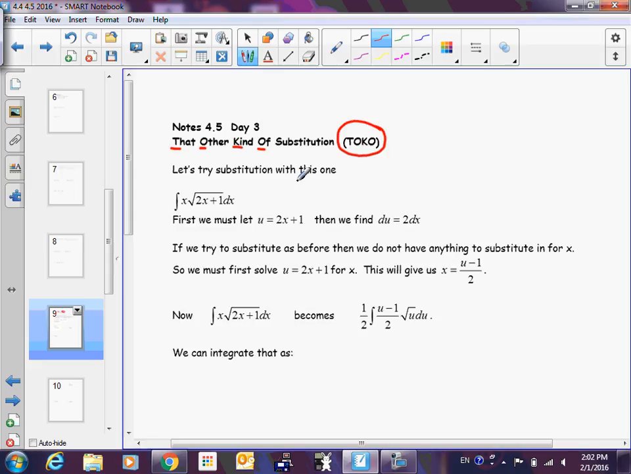I want to first explain why we need something else, like why regular u substitution doesn't work on every problem, why we need to modify it. So if we look at this problem right here, the first thing we would probably want to do, and let's just ignore the words for a moment, try not to look ahead yet, is rewrite it like that.